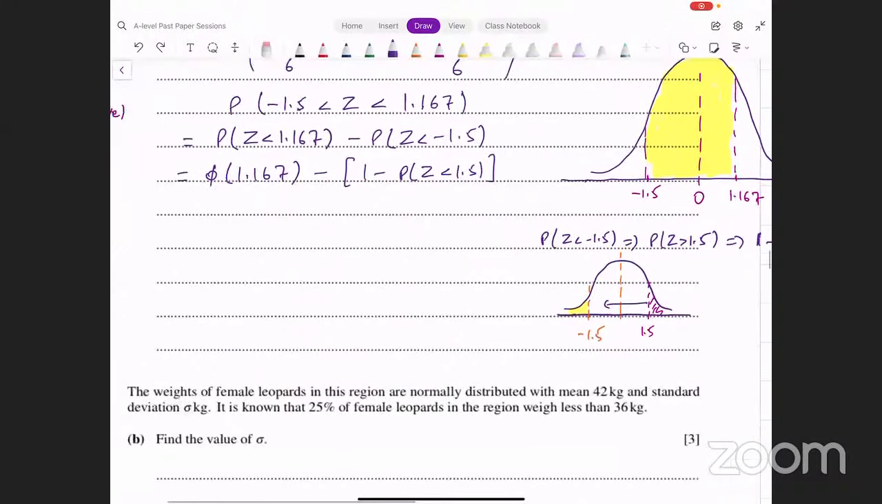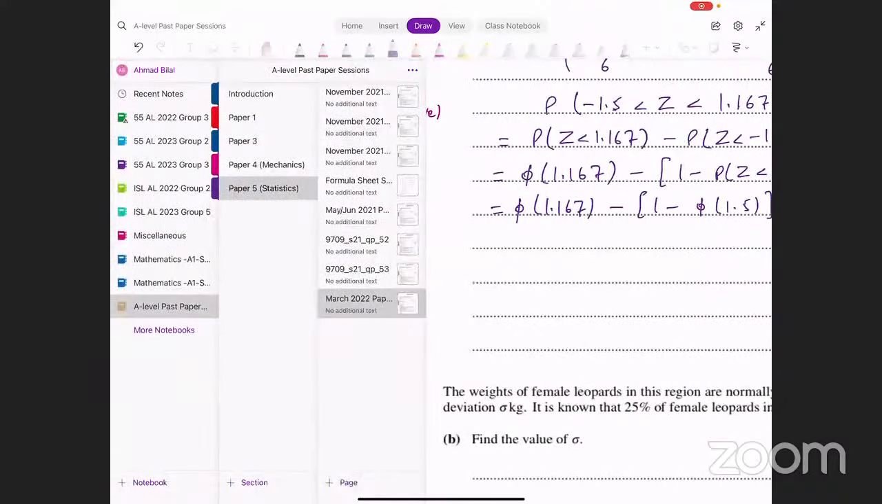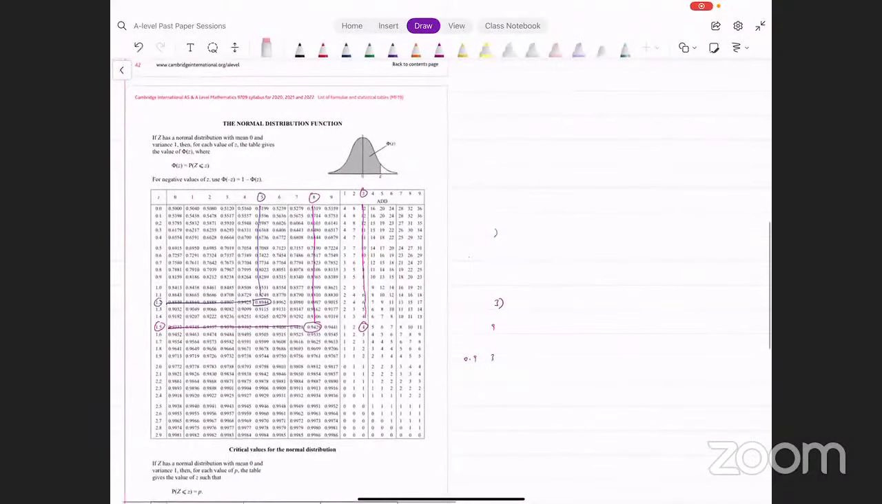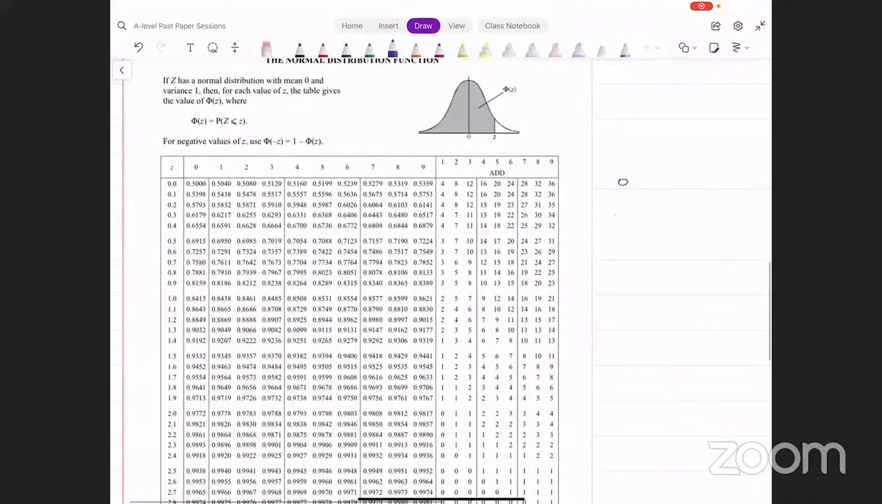ये टेबल से फाइंड कर लेंगे, यहाँ पर जाके इनपुट कर देंगे. So we basically need two values from the table now. एक 1.167 पे वैल्यू चाहिए और दूसरी आपको ये वैल्यू चाहिए 1.5 के ऊपर, वो जाके यहाँ पे इनपुट कर देंगे. ठीक है. Let's look for these values 1.167 and 1.5. Remember that. Okay, let's go to the formula sheet. Okay, we need 1.167. That's one value that we need here, and we need 1.5.